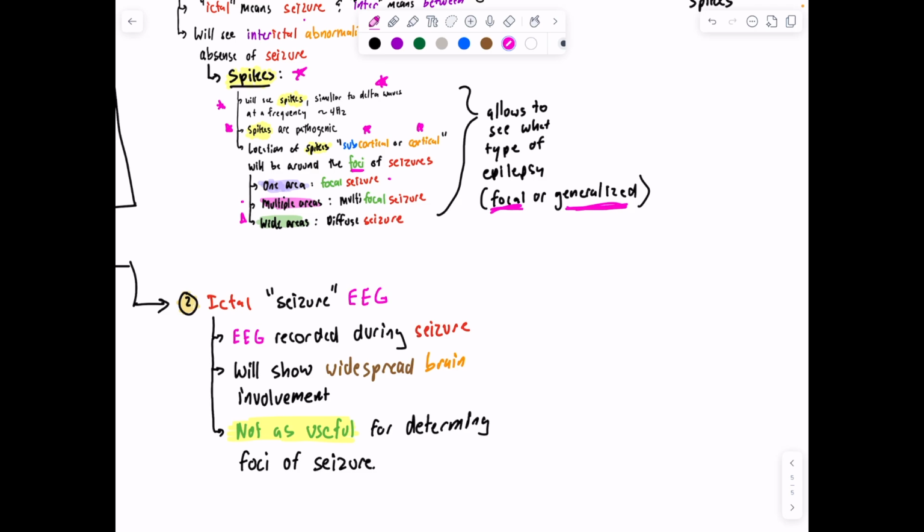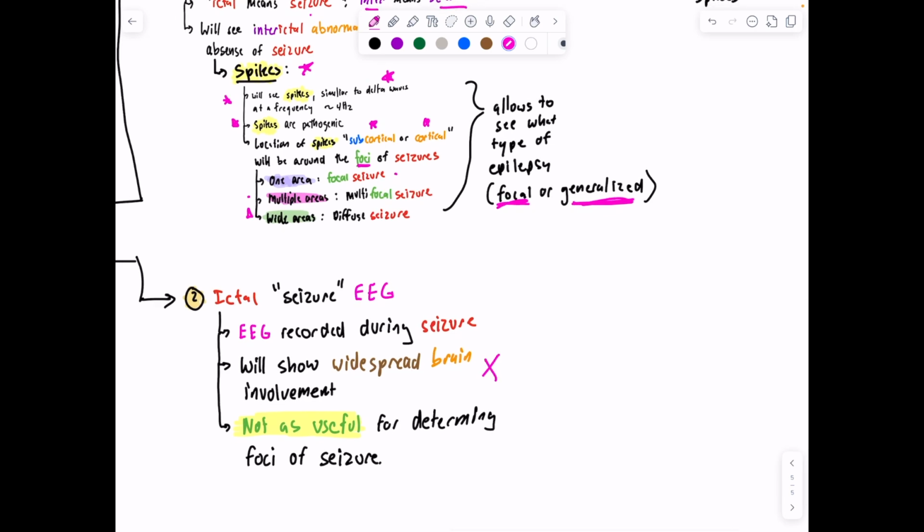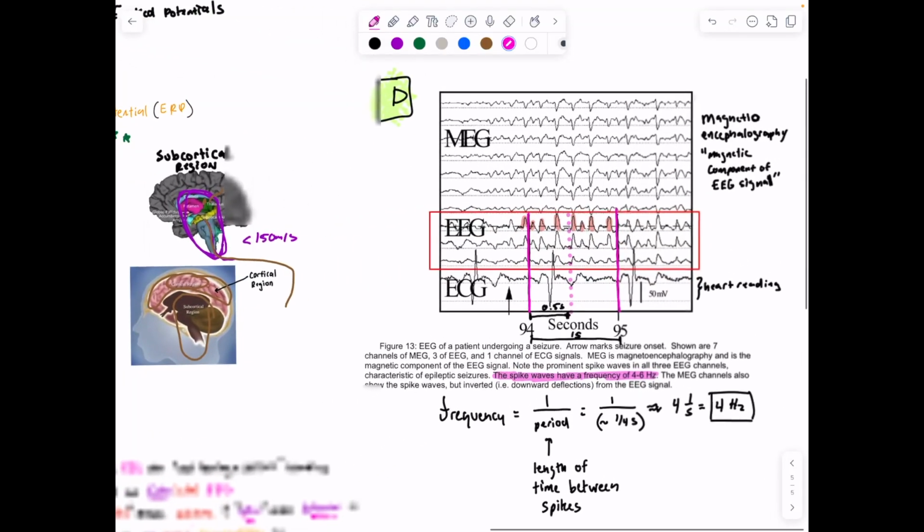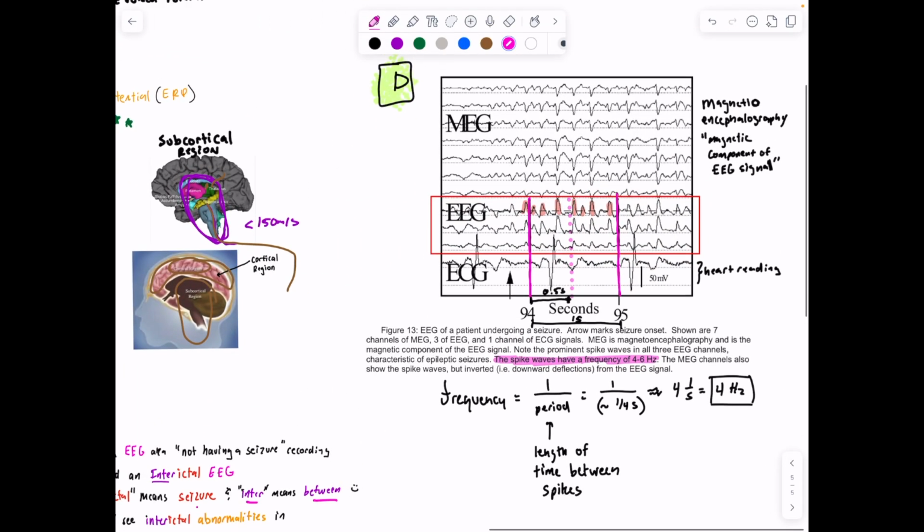EEGs, aka seizure EEGs, are recorded during seizures. They show widespread brain involvement, so you can't see the foci. So it's not as useful for determining the foci of the seizure. Is it useful overall? Perhaps, but for the purposes of what we're looking for, do they have epilepsy? Where's their epilepsy's focus or loci? The answer is no. So here's just an example of the EEG reading.